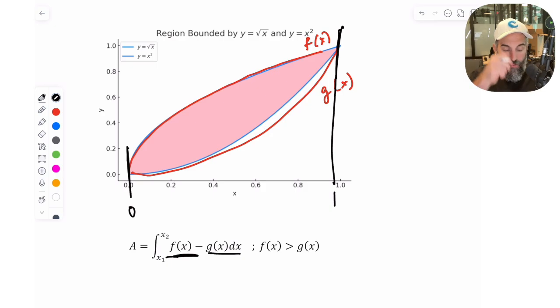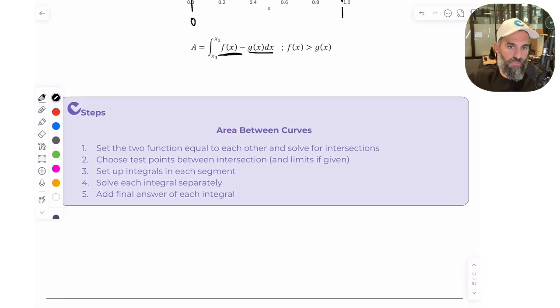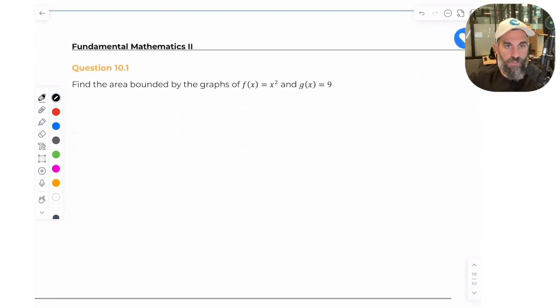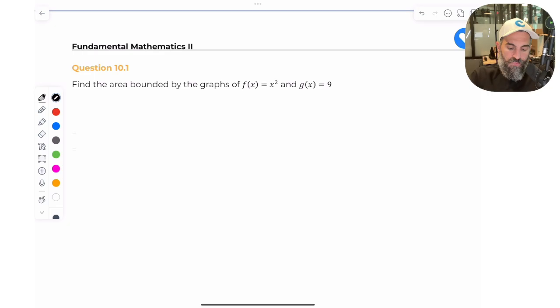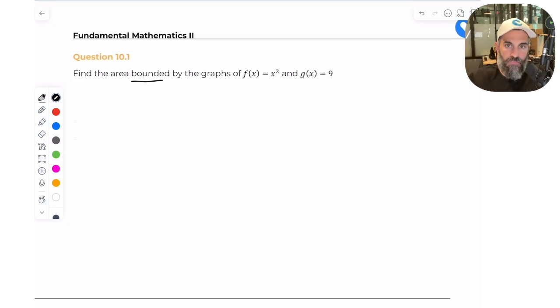Okay, so you already know how to do the math if you're watching this video because you've watched the previous one. Let me just show you how to apply the math to a situation like this. Okay, so I've written the 5 steps, but let's start here. Find the area bounded. Okay, bounded means closed off by the graph f of x and g of x.